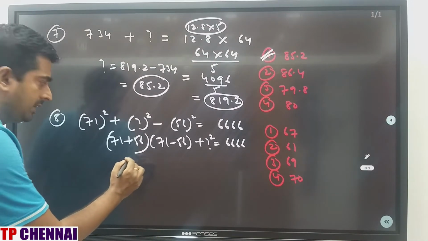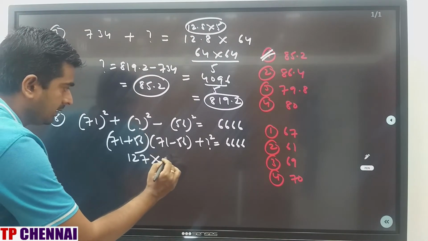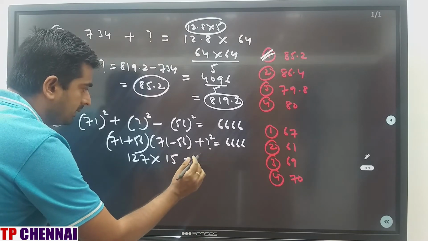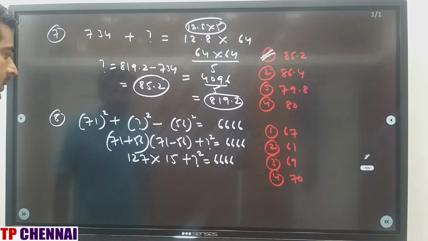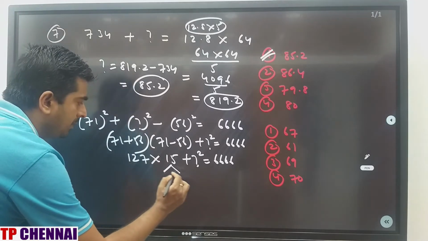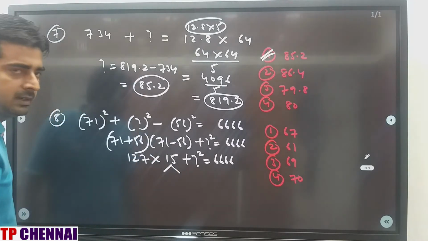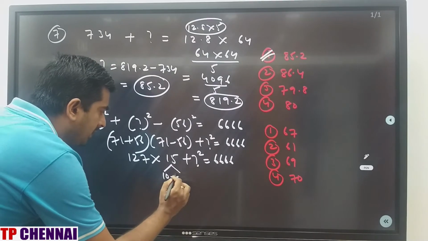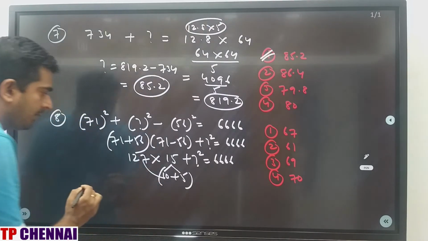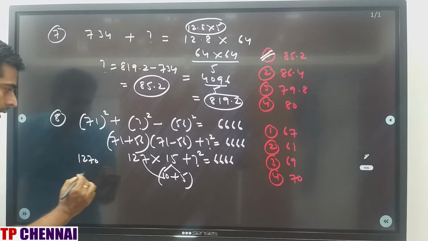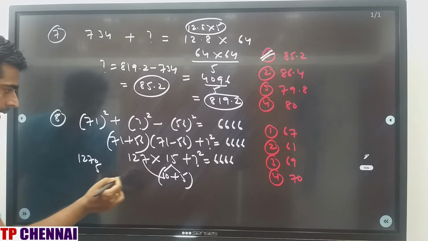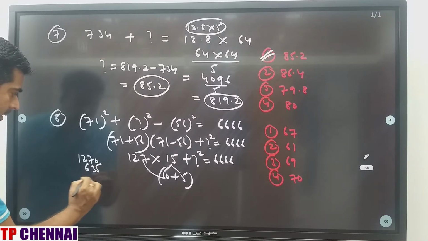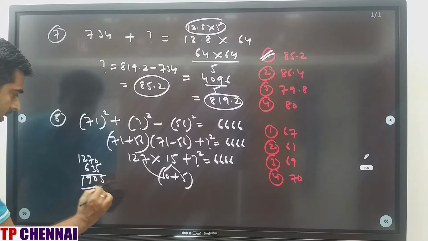What is 71 plus 56? 127. And this is 15. Plus question mark squared is equal to 6666. Now how do we multiply a number by 15? Either multiply the number by 30 and divide by 2, or break 15 as 10 plus 5. So 127 into 10 is 1270. 127 into 5: 7 5s are 35, 12 5s are 60, so 635. So 1270 plus 635 is 1905.